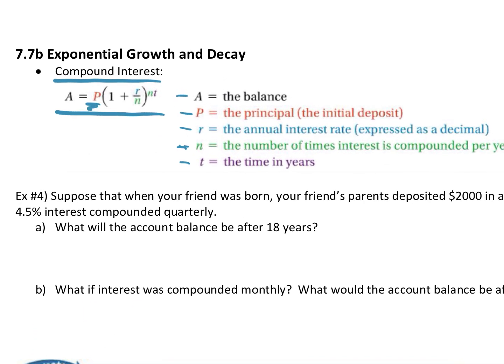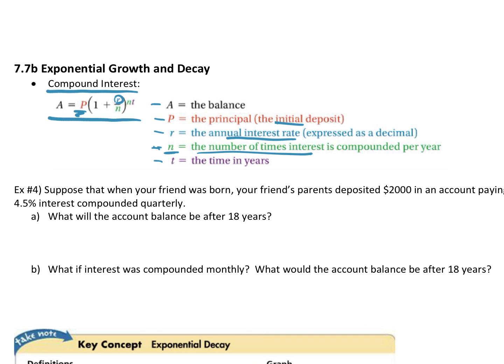P is your principal or your initial amount, the amount you start with. The annual interest rate is going to be this R. Notice R now is not just 1 plus R like it was before. Now it's 1 plus R divided by N, because we're dividing that interest rate by the number of times we compound it in a year. So if we're compounding monthly, we're taking the rate and dividing by 12. If we're compounding quarterly, we're dividing that rate by 4. So it depends what this N, the number of times that it's compounded, would be. And then T is always going to be our time in years for this one.